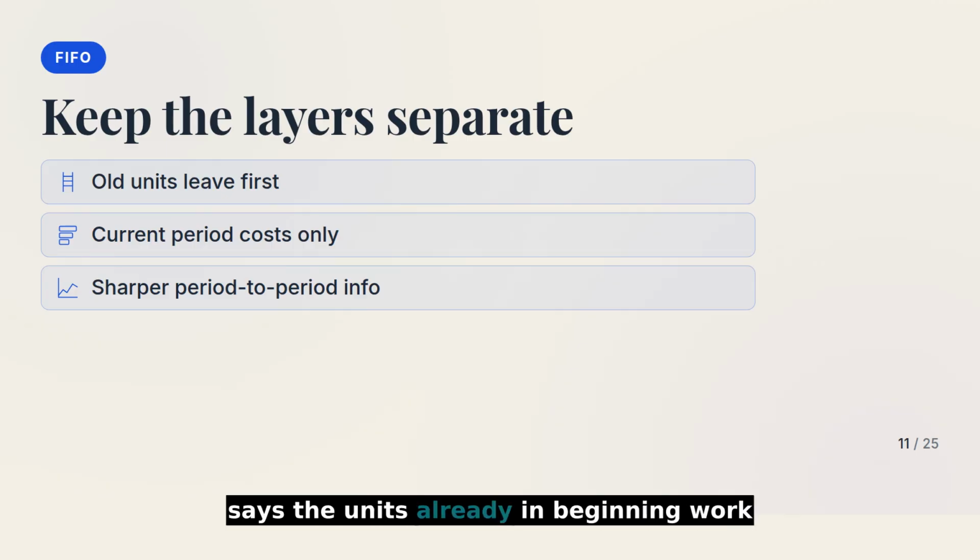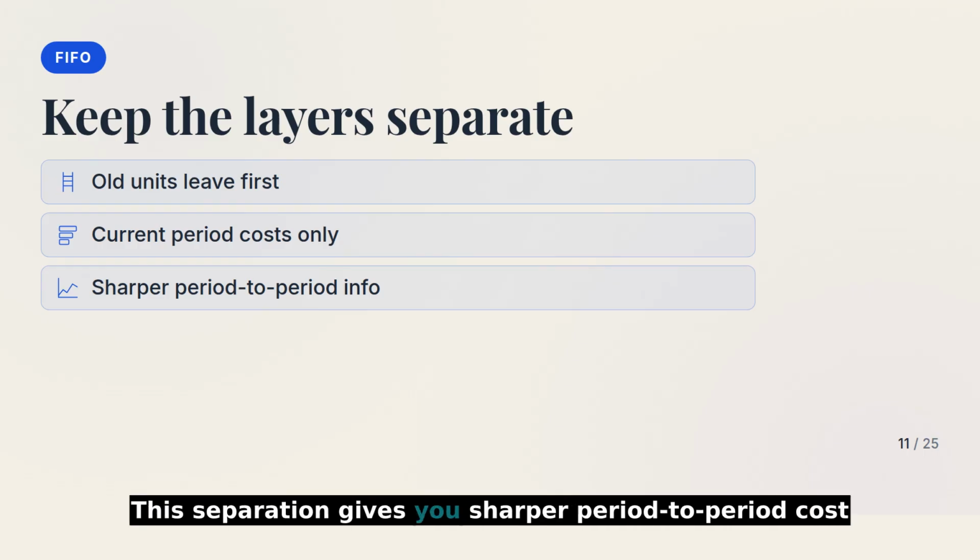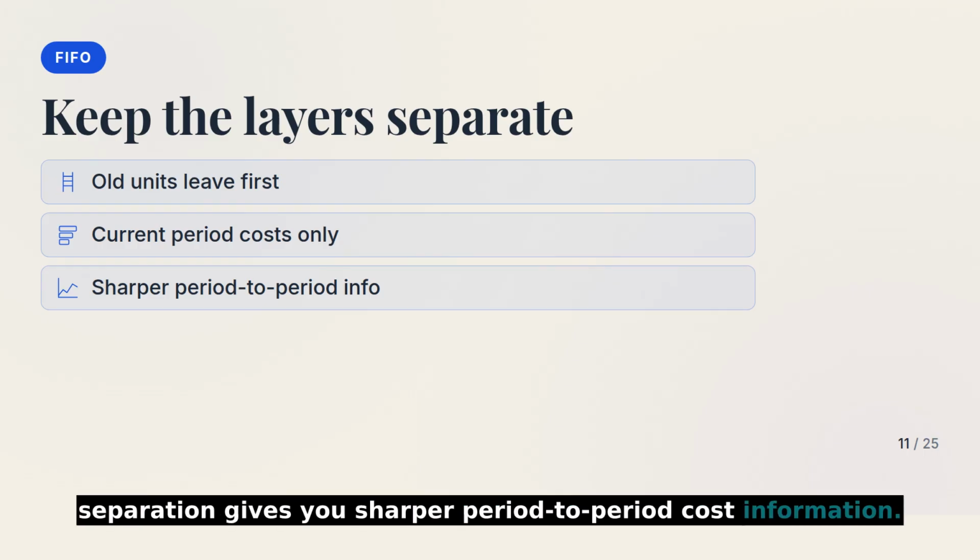FIFO refuses to mix layers. It says the units already in beginning work in process were partly built with last period's costs and last period's prices. Those costs follow them out the door first. New work, started in the current period, gets the current period's cost rate. This separation gives you sharper period-to-period cost information.